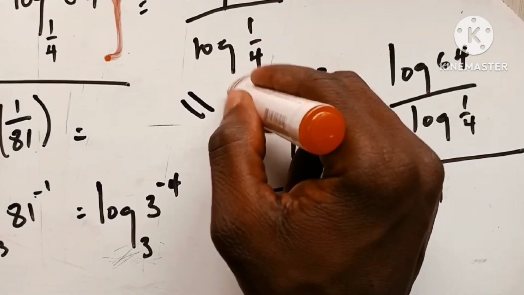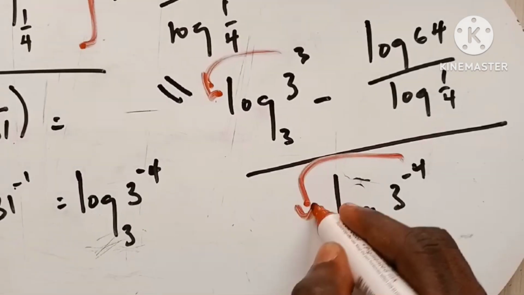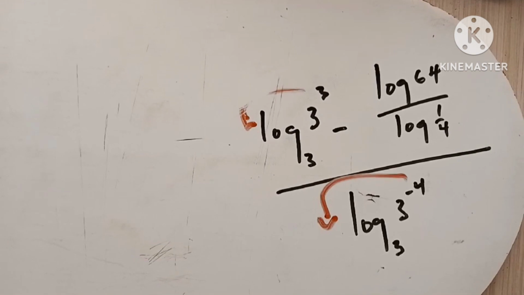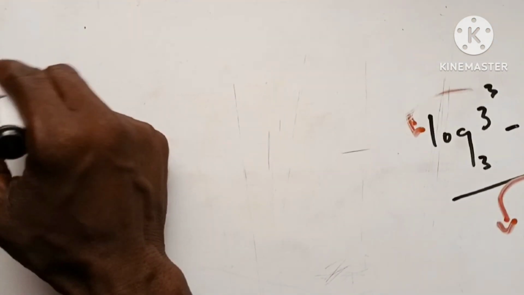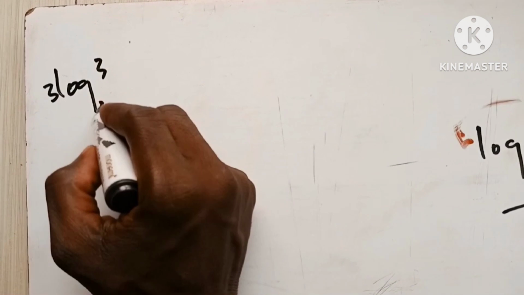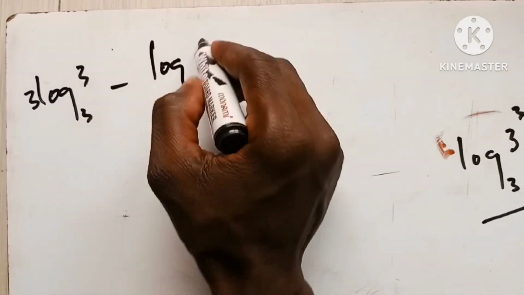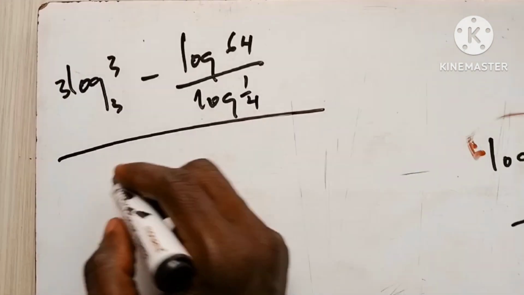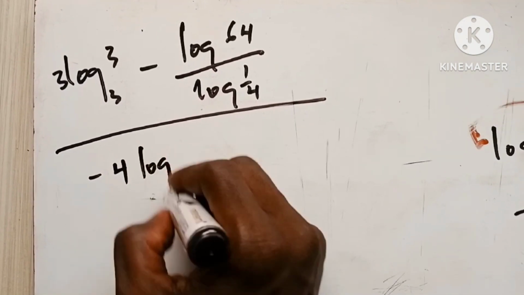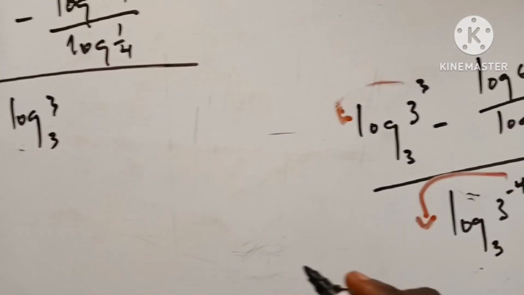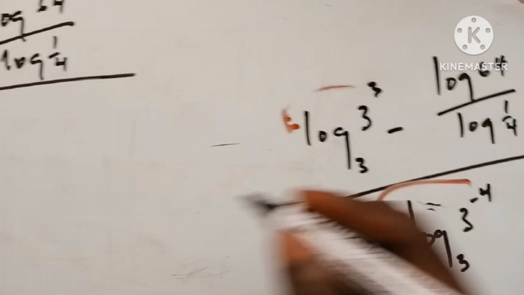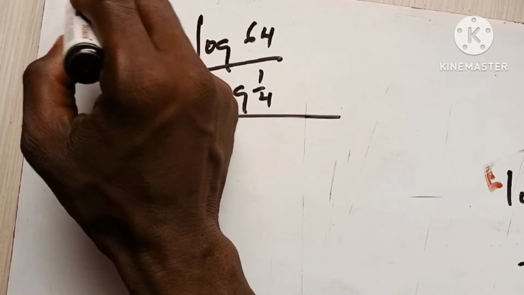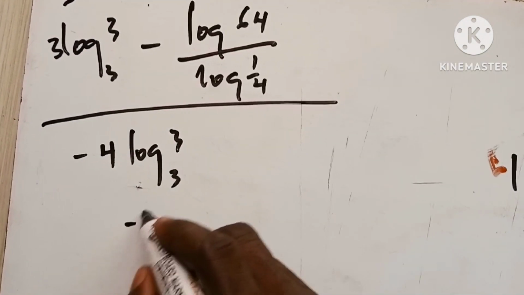So with these, we know that the 3 goes down, negative 4 also goes down, so it's left with this part, right? So from here now it's going to be 3 log of 3 base 3 minus log of 64 on log of 1 on 4, everything divided by negative 4 log of 3 base 3. Is that okay? I guess you know the values here, so this is just going to be 3, and then this here also tends to be negative 4.